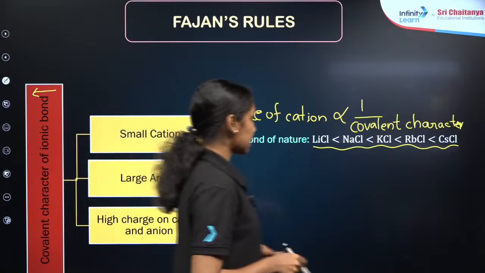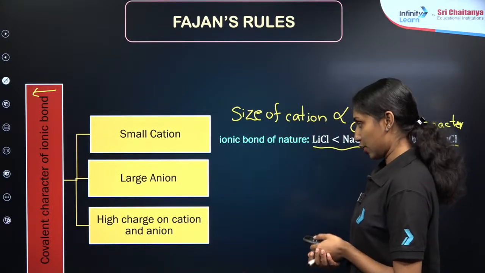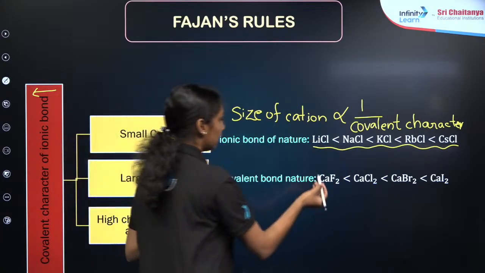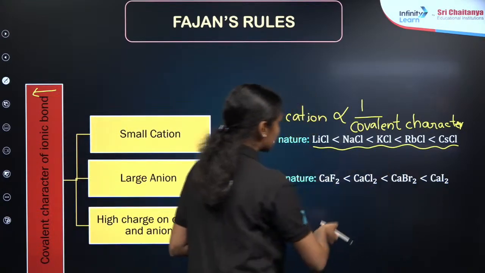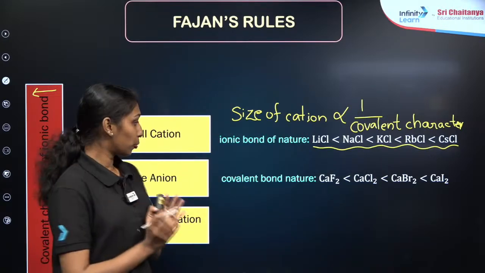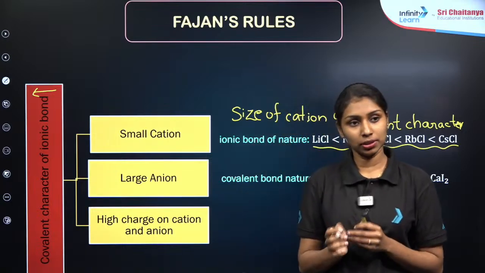Now the second factor is the size of the anion. If you are taking a large anion, for example here, this is the same compound of calcium. I am taking fluorine, chlorine, bromine and iodine. What will happen to the size of fluorine, chlorine, bromine and iodine while moving from top to bottom in a group?